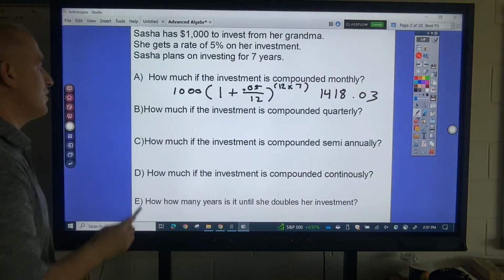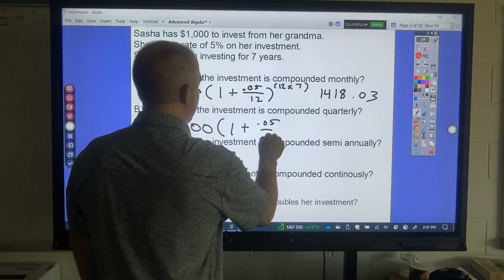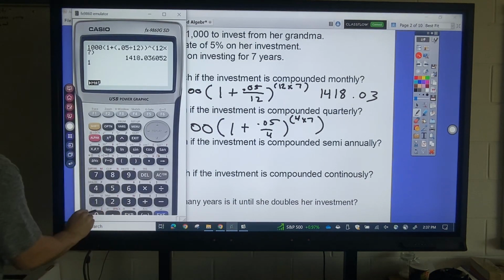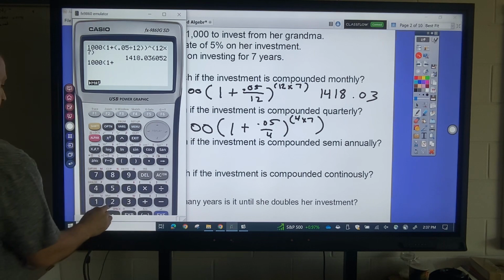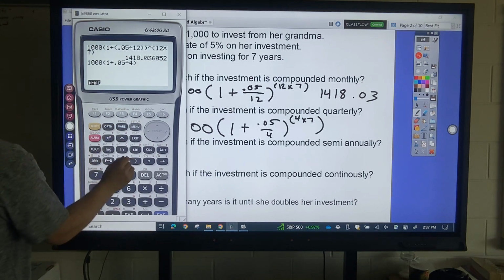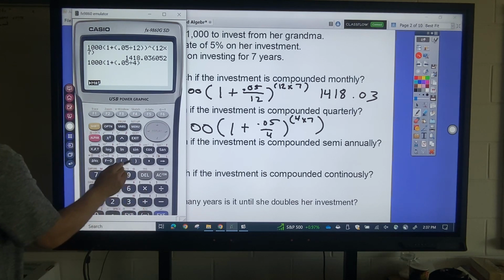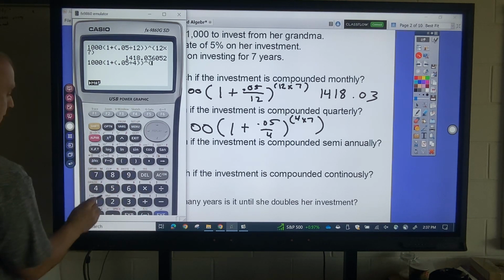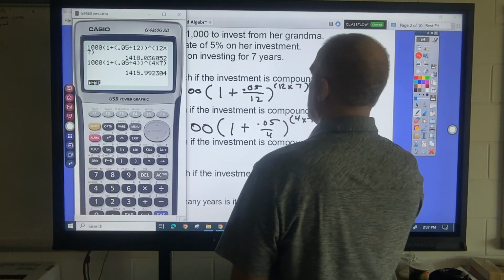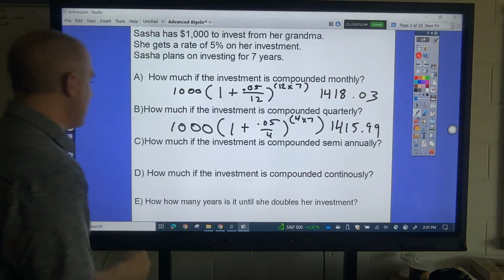Now what changes if it's quarterly? The only thing that changes is we're going to divide by 4, and it's going to be 4 times 7. So 1,000, 1 plus 0.05 divided by 4, exponent 4 times 7. That's $1,415.99.